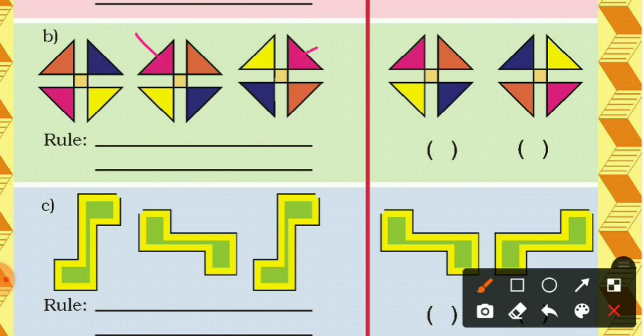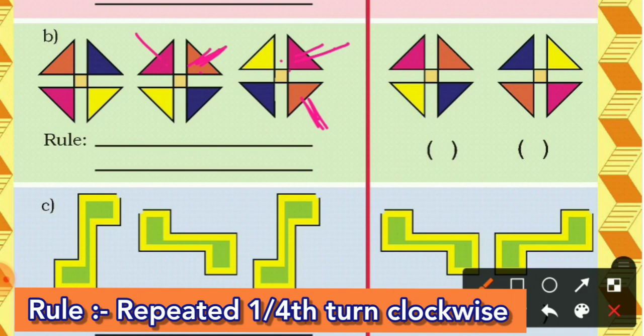Okay, now it is on its right side. Clear? Orange was on right top, now it is downside, and similarly the blue one. Okay, so we can see that a 1/4 turn is happening every time. So what will be the rule? We can write the rule as 1/4 turn each time, as a shortcut.